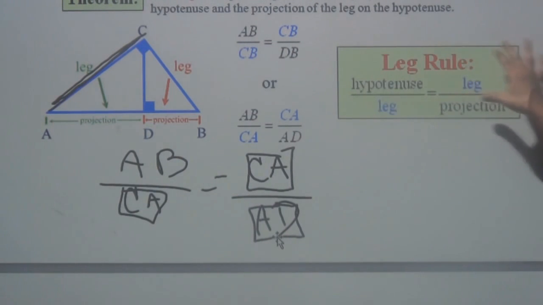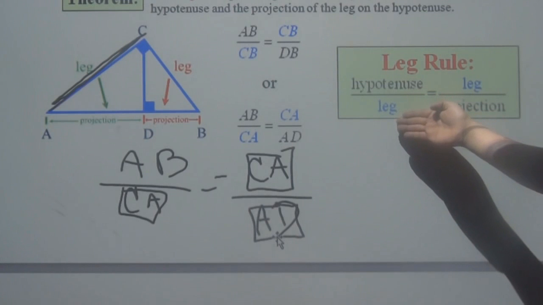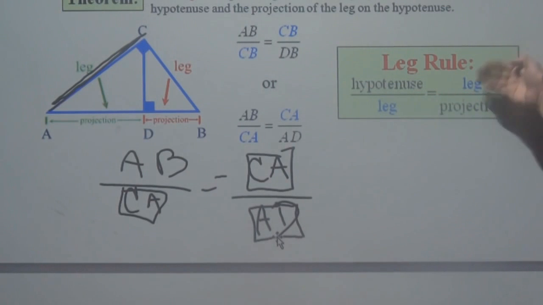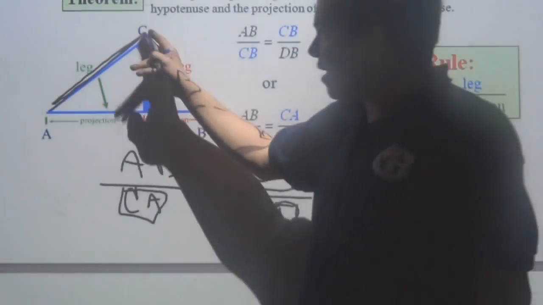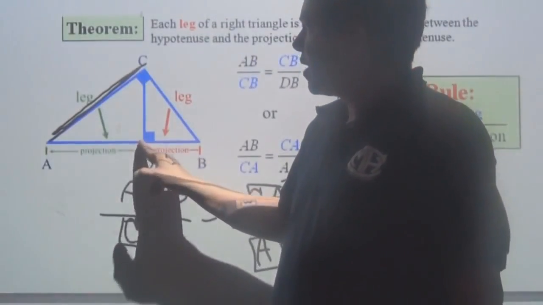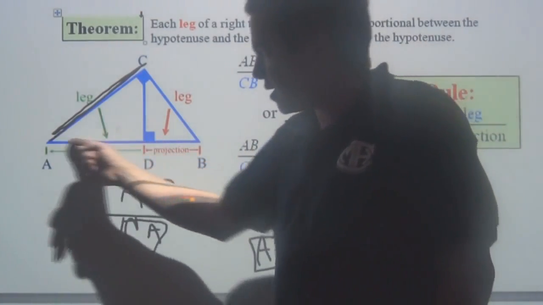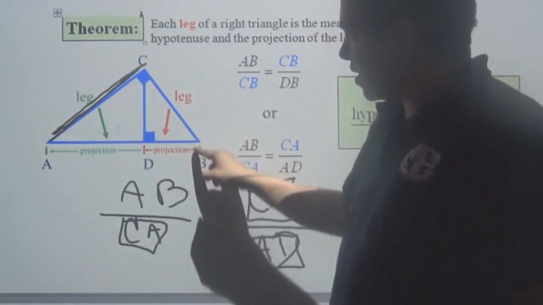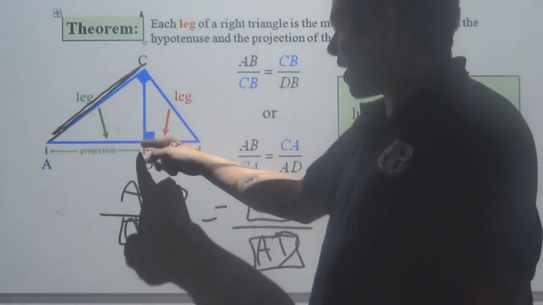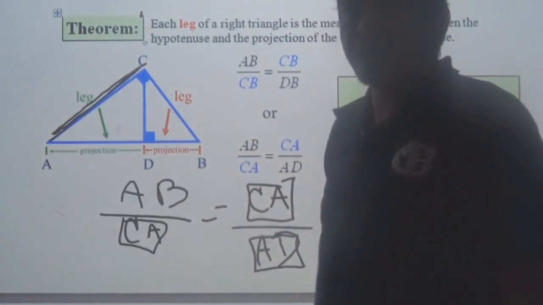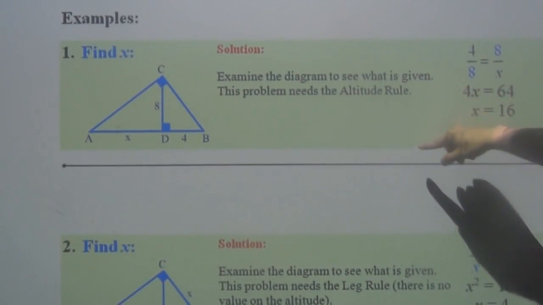Alright, so anyway, you got the rule right here. So look, hypotenuse, the leg that you're working with, the same leg that you're working with, and the projection. So if I'm dealing with this triangle, this is the hypotenuse and this is the projection. If I'm dealing with this triangle, then this is the hypotenuse and this is the projection. Got it? Nice! Okay, so what else do we have here?